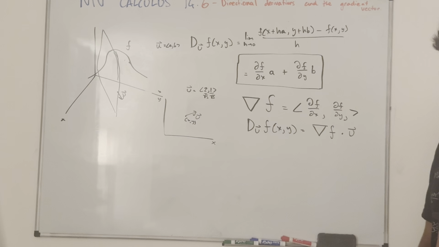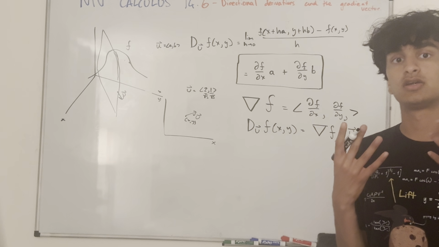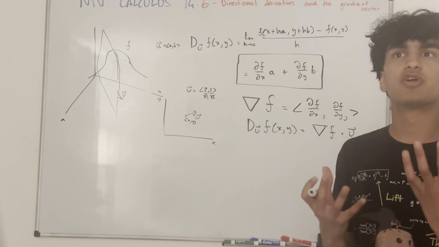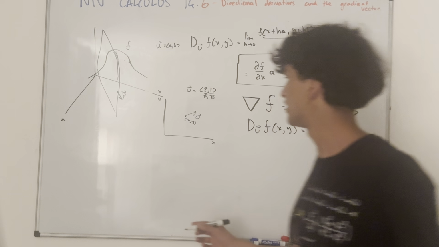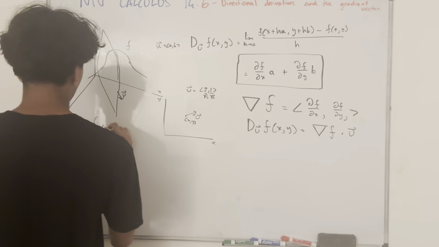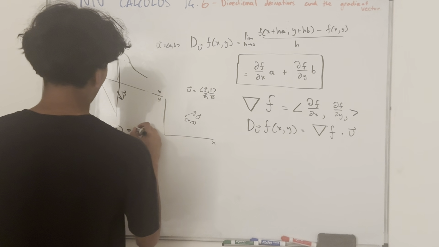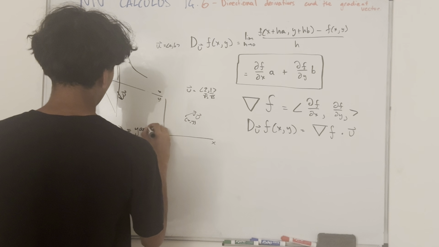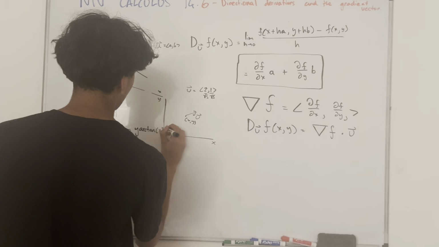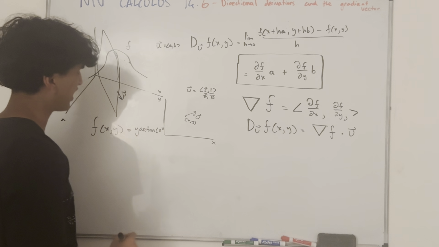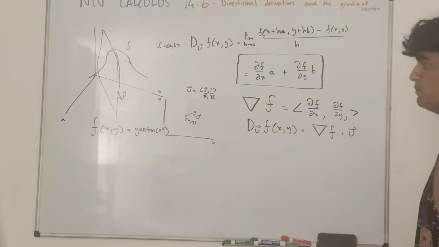Which direction could give us the greatest directional derivative? Let's do an example. Let's say f of x, y is equal to y arctan x to the y. Why not? It's kind of nasty, but I guess it's not that nasty. Sure, we'll do f of x, y equals y arctan x to the y.